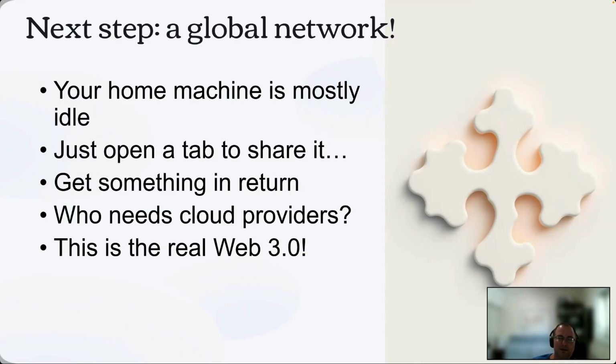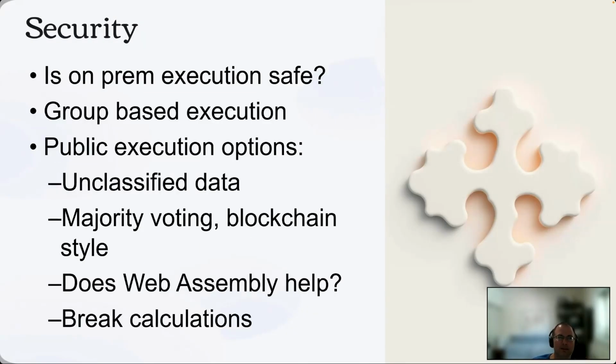If we all be part of the network and share resources easily with our browser without installing anything in a very safe environment, then we might actually build this global network. We have to think about security, of course. And there's a difference between on-prem and global execution. And if we want to be safe, we just run it on-prem.